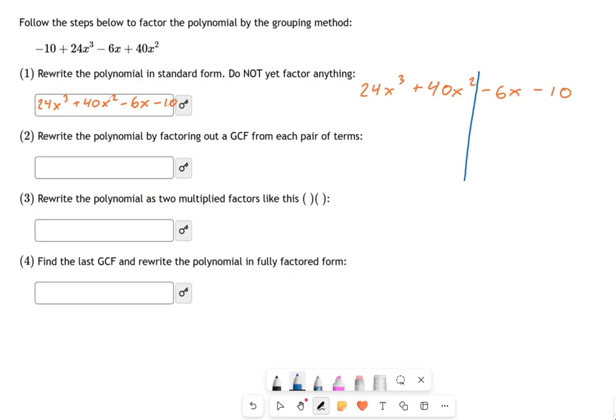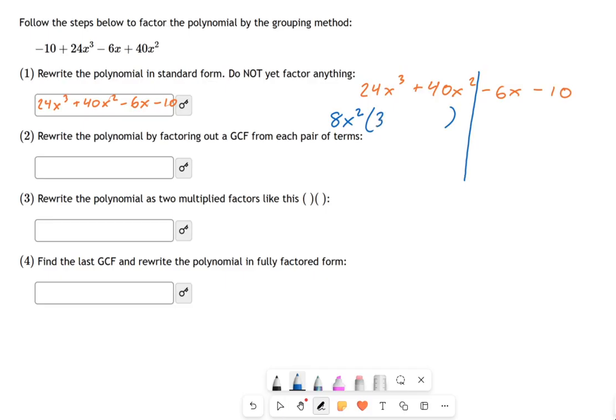Now on this left side, the best I can do is 4. The number 4 goes into both of those. I think that's as high as I can go. Oh, no, I can go higher. I can go to 8. Look at that. 8, okay? And there's an x squared, if you remember how this worked in class. And what's left is simply the 24x cubed divided by 8x squared and the 40x squared divided by 8x squared.